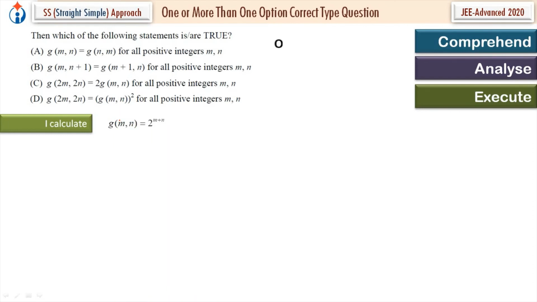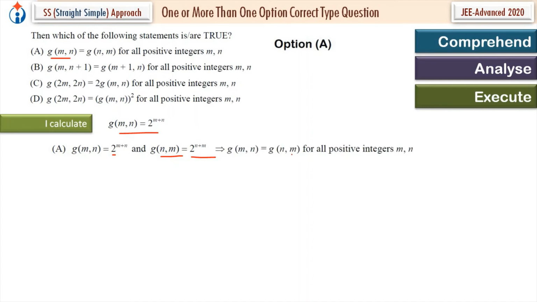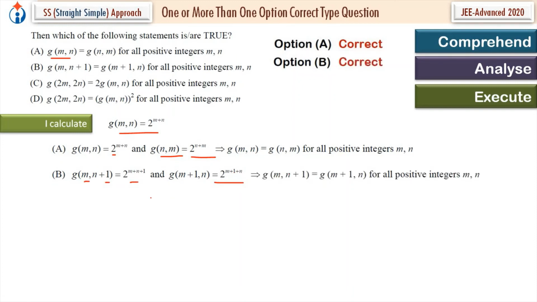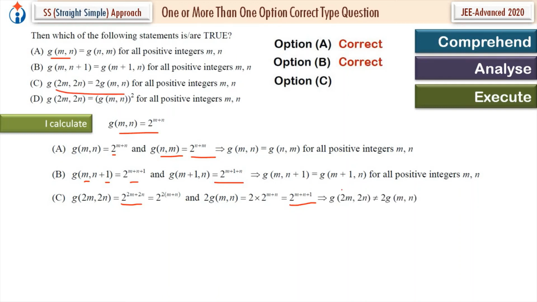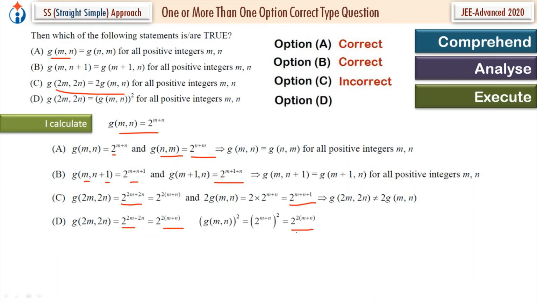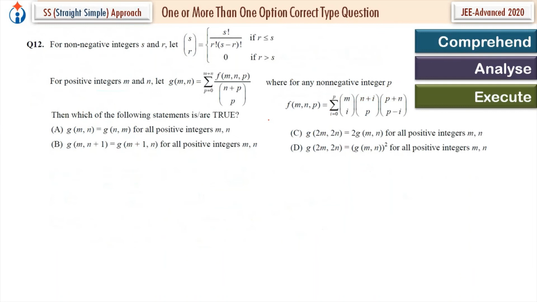I check the options now. G is 2 to the power m plus n. Let's check option A. In this equation, this part is 2 to the power m plus n. Now instead of m you put n, then instead of n you put m, all these basic things. So this is true, they are equal. Option A is correct. Option B, we can simply check the same way, and we get that option B is correct. Option C, we get left hand side and right hand side, and they are not equal, so option C is incorrect. Option D, left hand side and right hand side, are they equal? Yes, equal for all positive integers m and n. So option D is correct.